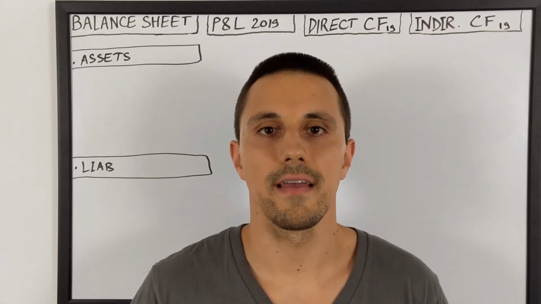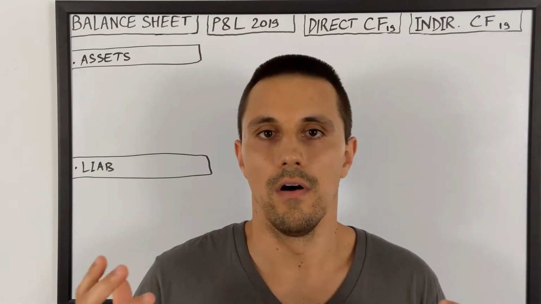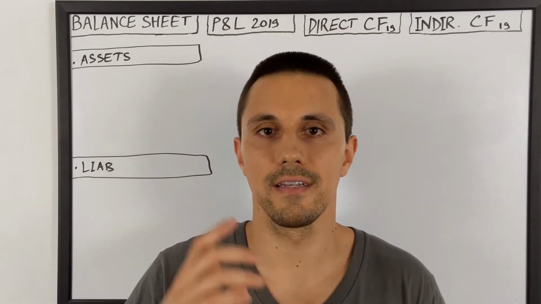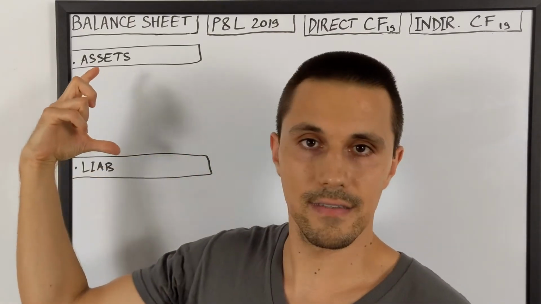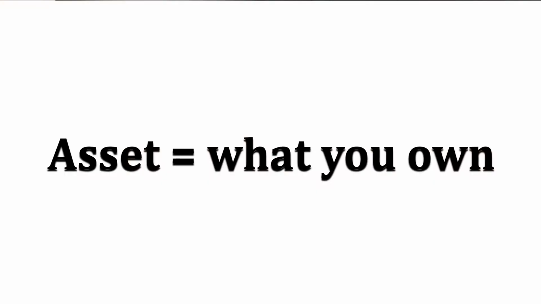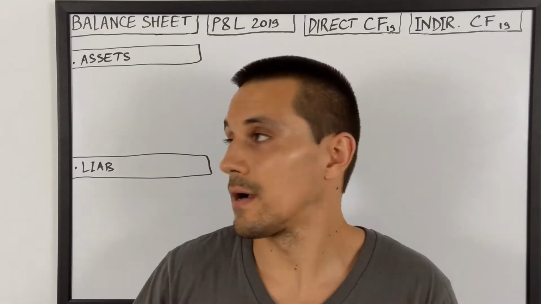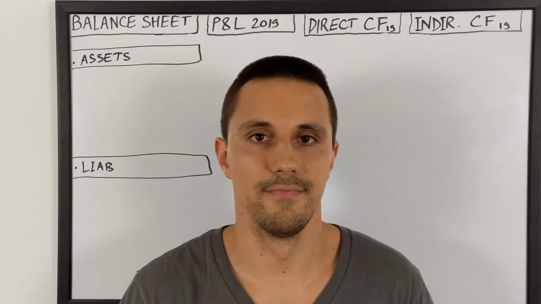Imagine the balance sheet as a picture which is taken once a year at the end of the year. On this picture you will see two sides which are very important. First of all, assets, and on the other side, liabilities. Assets are what the company owns, and liability is what the company owes to someone. Let's jump into each and look at the different categories we have inside.